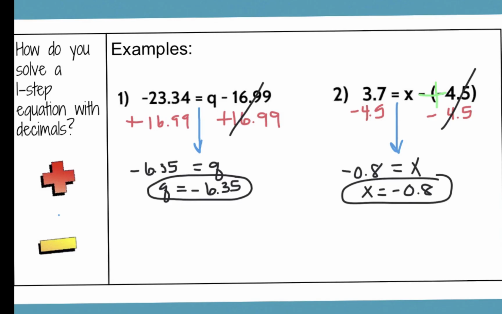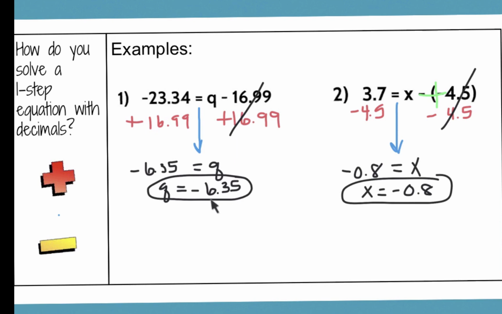For number 1, when I solve for Q, I got it to equal -6 and 35/100ths. If you didn't get that answer, pause the video and look at my work and see how my work differs from yours. We want to make sure that this is the correct value for Q, so what would we use to check?